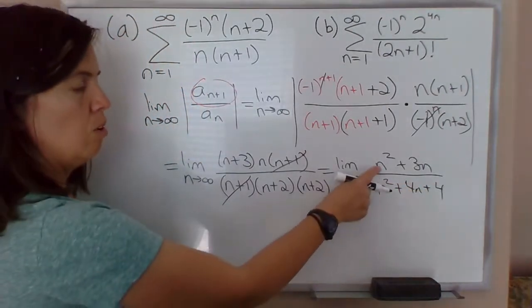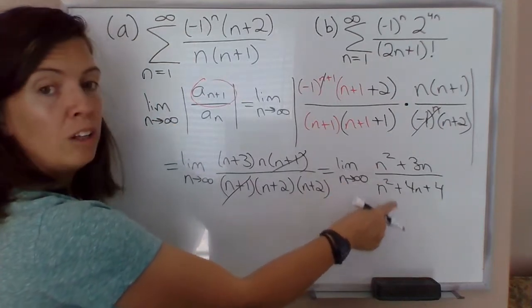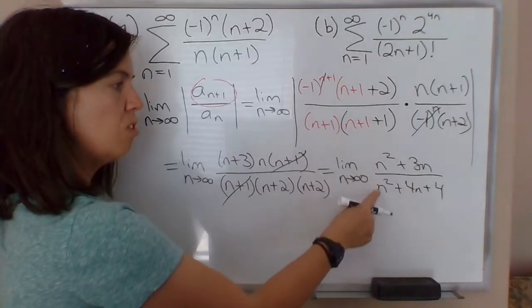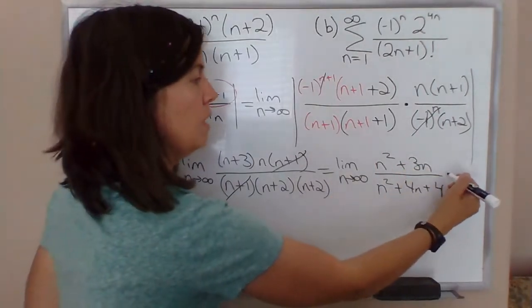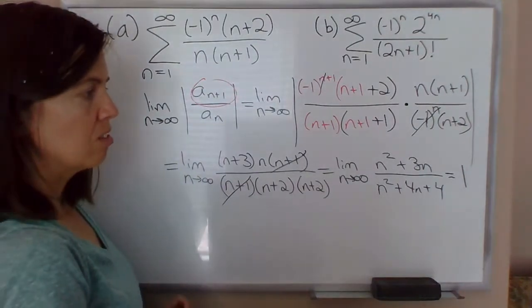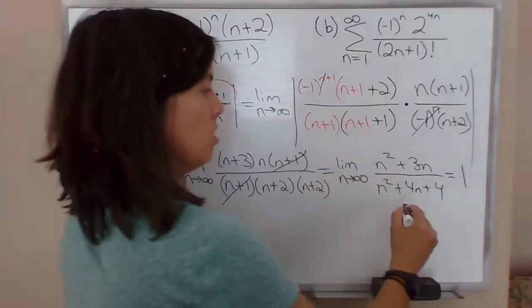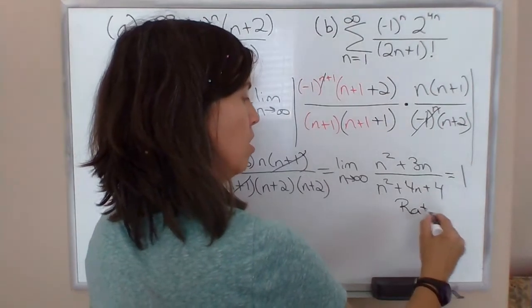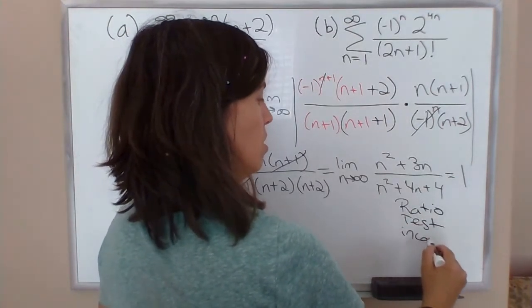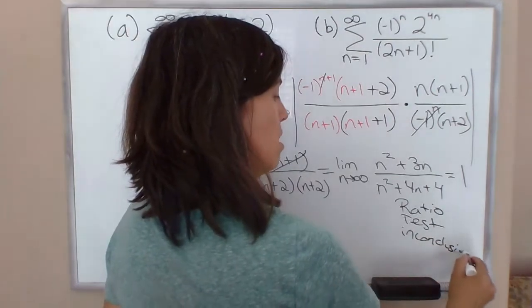Notice, again, same degree in the numerator and denominator. So the limit is the ratio of the leading coefficients, which is 1 over 1. So the limit here is 1. And that's bad news with the ratio test. So when the limit is 1, ratio test is inconclusive. Ratio test inconclusive here. And you'll have to go back and try another test.